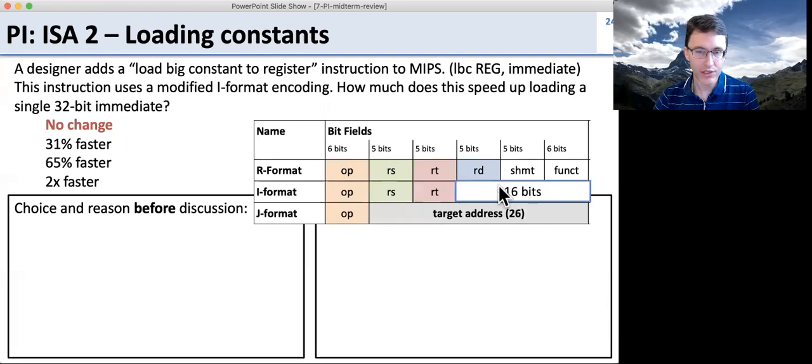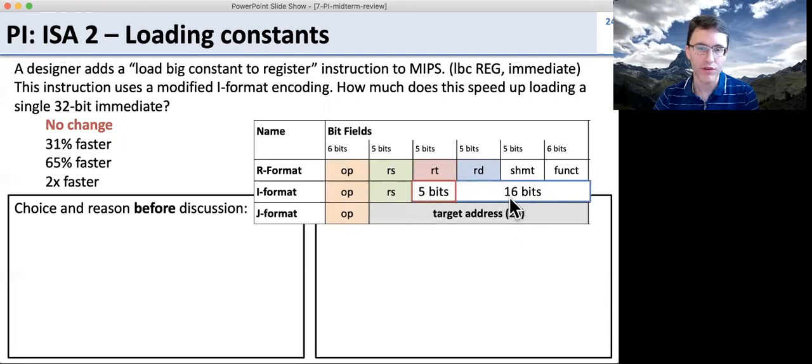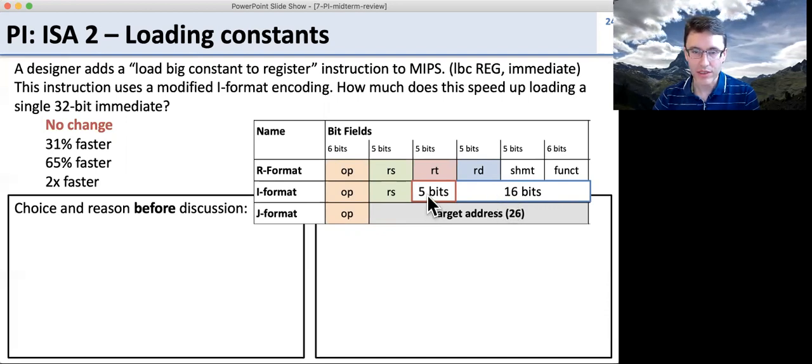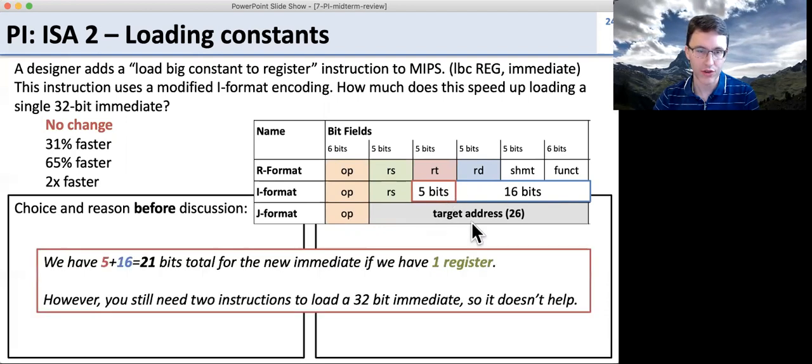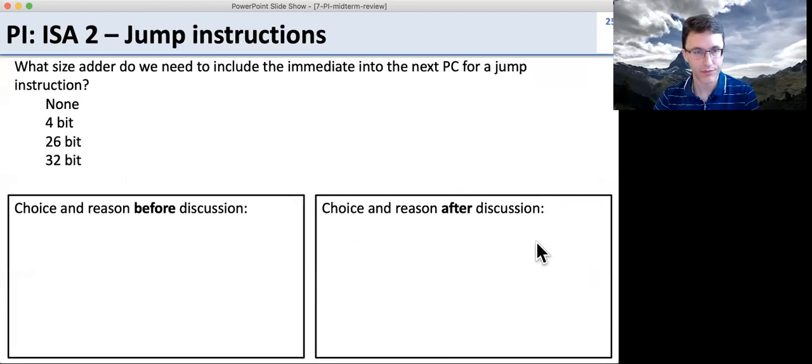The reason for this is because we have 16 bits and we can use another 5 bits. So we get the same 21 bits we had in the previous problem, but we still need 32 bits. So even though we got 21 bits all at once, we still need 2 instructions to get all 32 bits. So it's no faster than if we could just load 16, which also just needs 2 instructions.